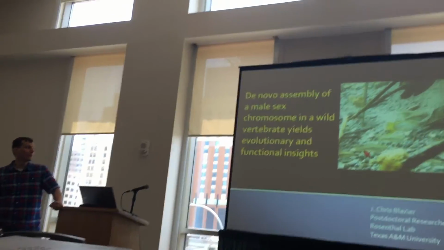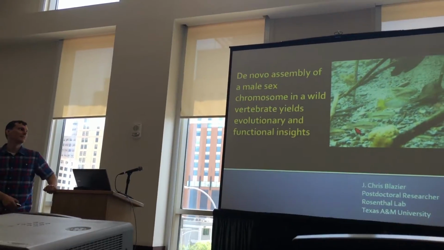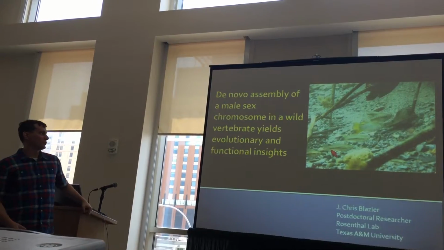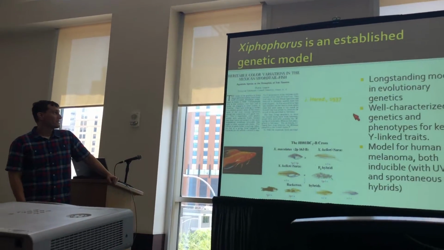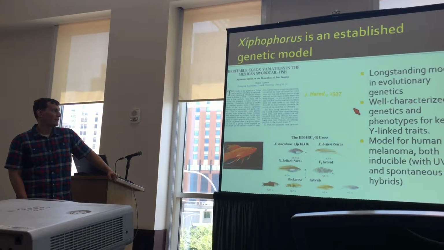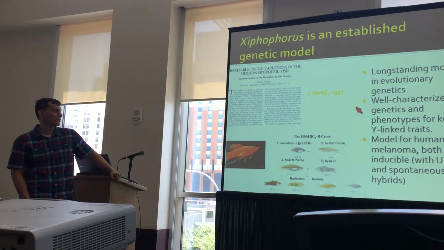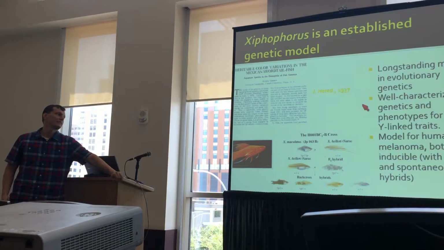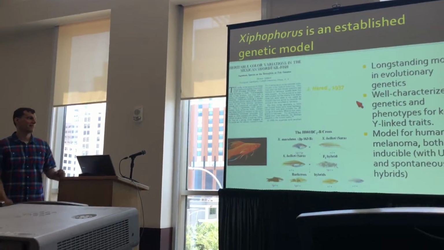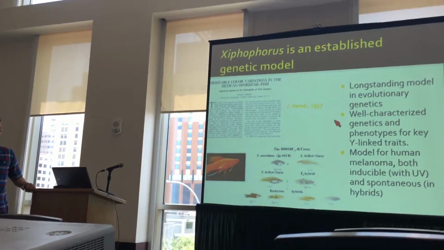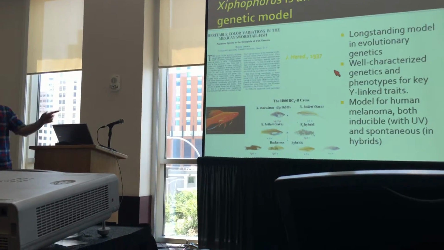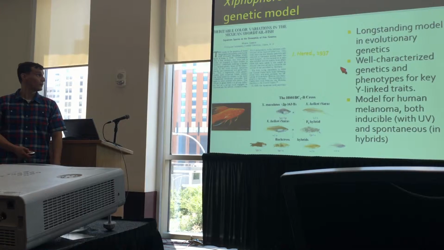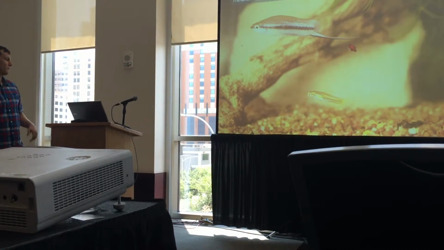Assembly of a Y chromosome from a wild vertebrate, namely this male swordtail fish right here. So Xiphophorus is a long-standing evolutionary model. It has well-characterized genetics and phenotypes for key Y-linked traits like pigmentation and body size. And it's also been used as a model for human melanoma, so it's both inducible with UV and spontaneous, as in certain hybrids.